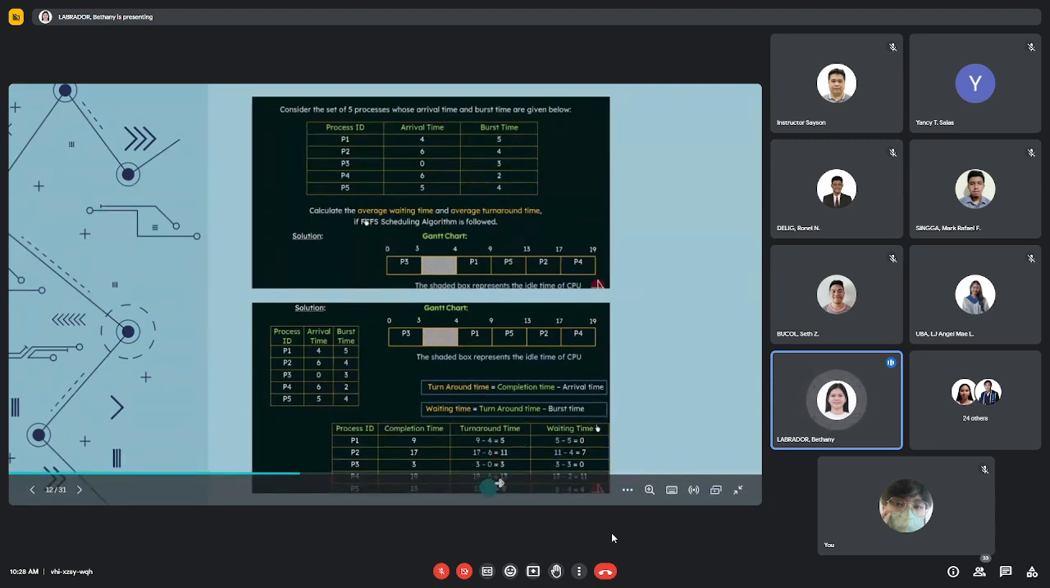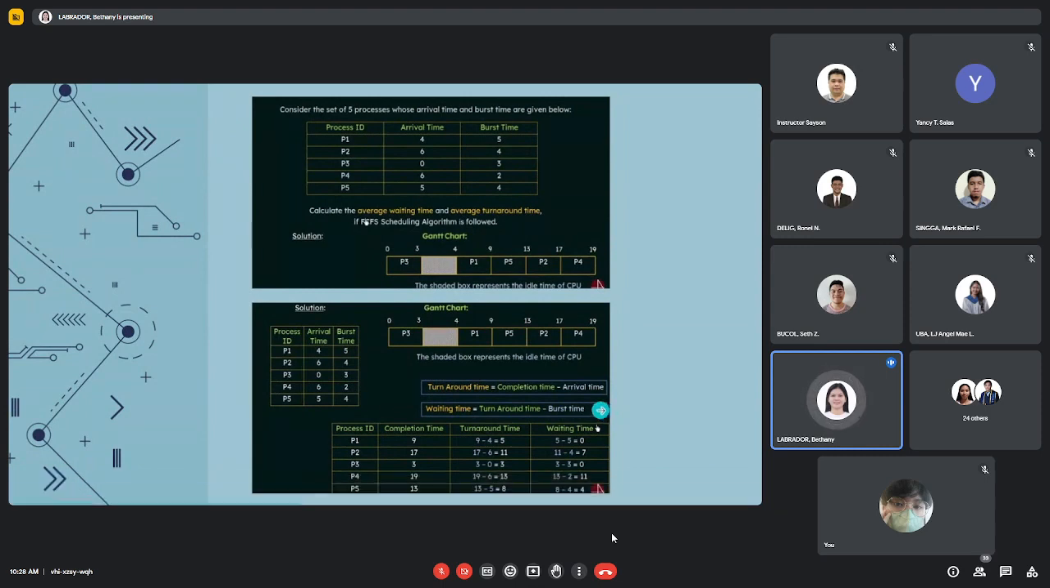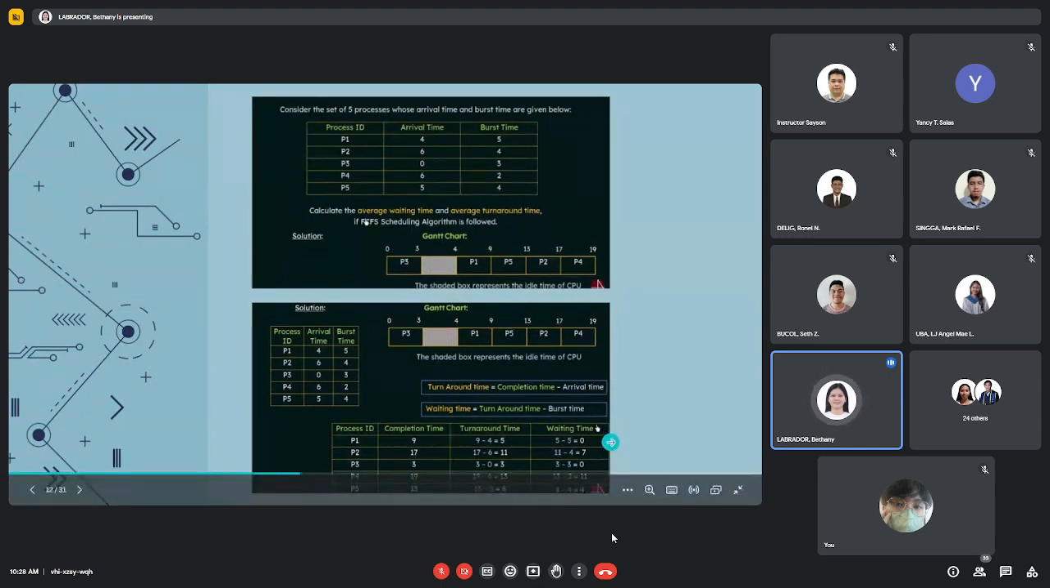So what is the waiting time? Here is how to get the waiting time: turnaround time minus burst time. That's just a subtraction. So the turnaround time of P1 is 5, minus the burst time. The P1 burst time is 5, so equals 0. The next is P2: 11 minus 4, so equals 7. Its turnaround time is 11 and its burst time is 4, so 7.